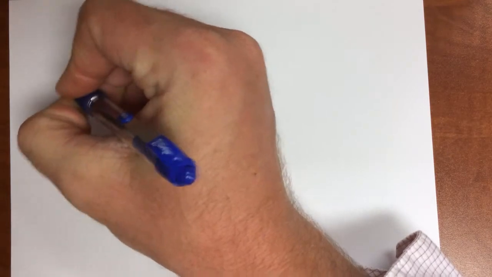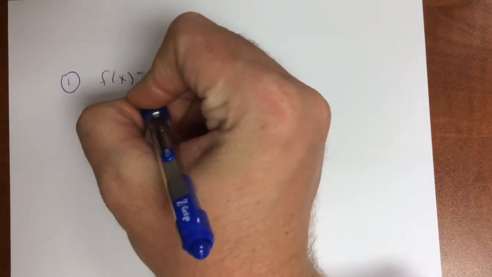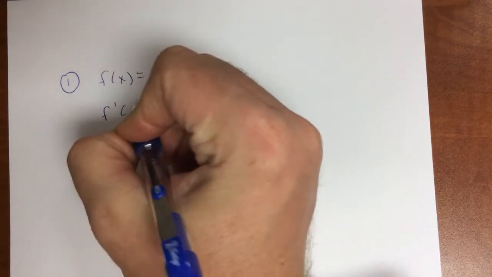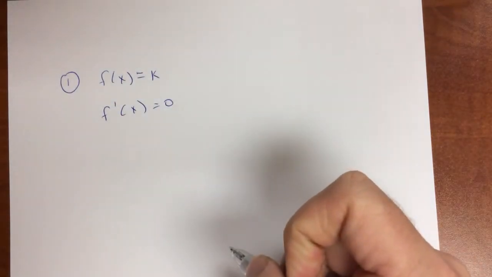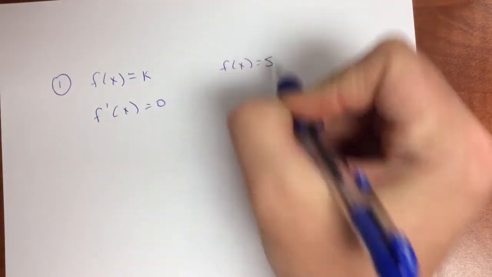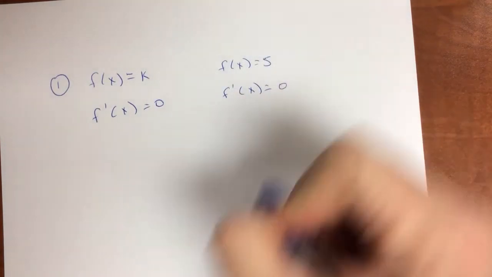So we're going to cover rules of differentiation. We're going to start with rule number one. Rule number one is that if f of x is equal to a constant, then f prime of x is equal to 0. So let's look at an example. If f of x is equal to 5, f prime of x is equal to 0.